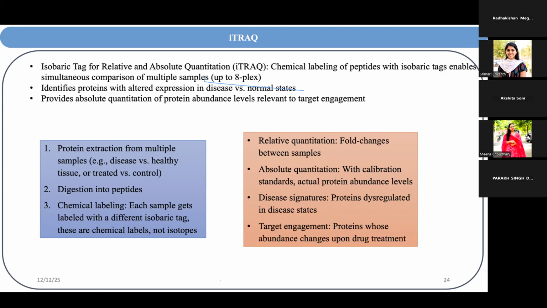So during the mass spectrometry, the isobaric tags fragment differentially. Actually, they release the reporter ions with a different mass to charge ratio. So this is how it occurs. What we can infer from this technique is the fold change and quantity, and whether the proteins are dysregulated, and whether proteins' abundance changes upon the drug treatment. So the quantification, disease signatures and target engagement.